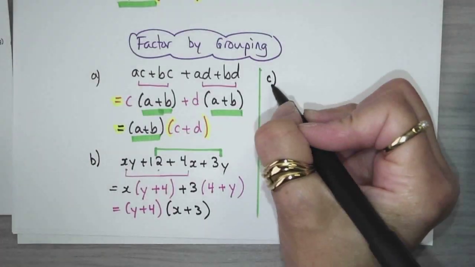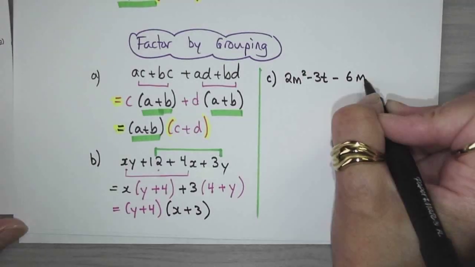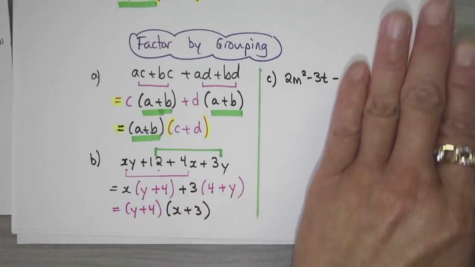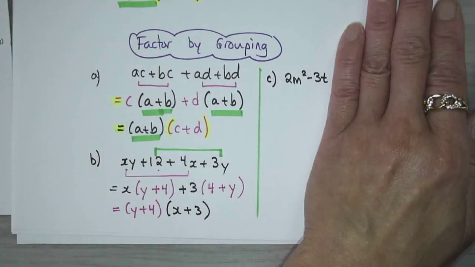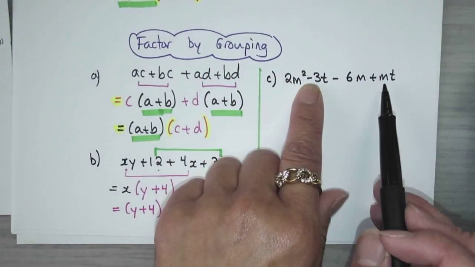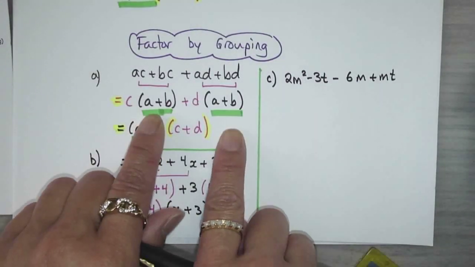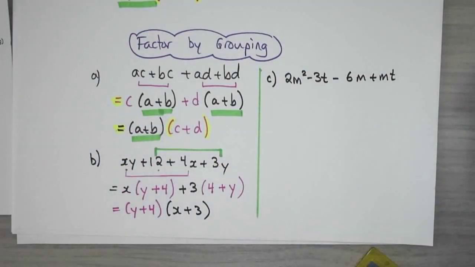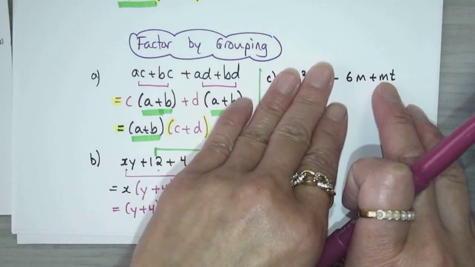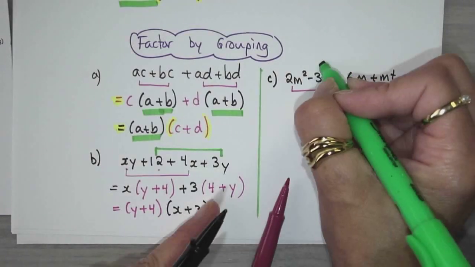All right, so C was 2m squared minus 3t minus 6m plus mt. So first thing I do is I try it in the order I gave it to you. So I go 2, okay, there's nothing in common. And this one has an m, but if I take an m out, I have a 6 and a t. That's not going to help me, right? So you're looking for this matching set. If you can't get a matching set, then there's no point in doing a 2 by 2. So again, the 2, that doesn't match. This one has a common factor of m, but I get stuck again. So I'm going to do the same thing: first with third, and then the second with the fourth.